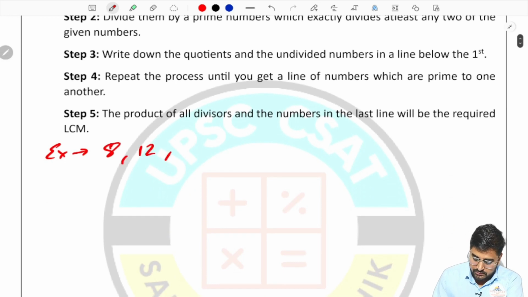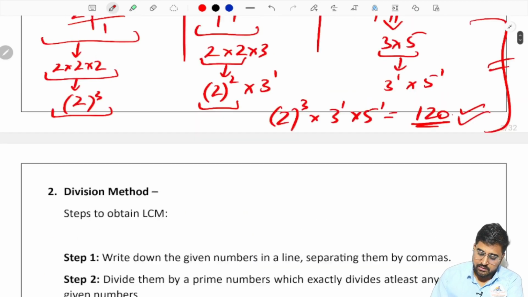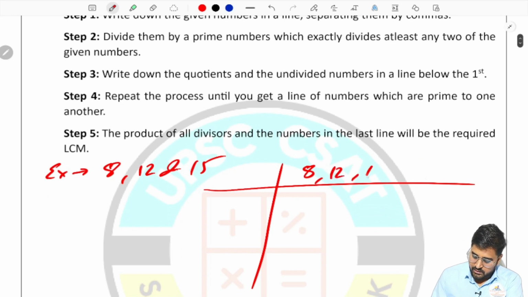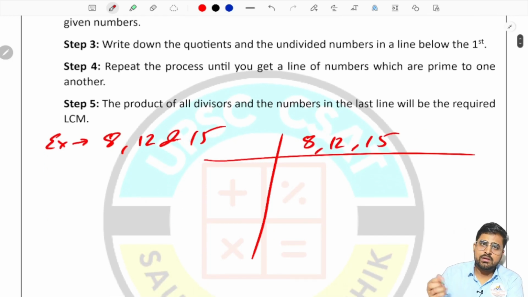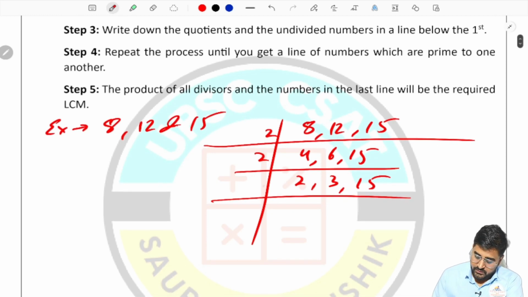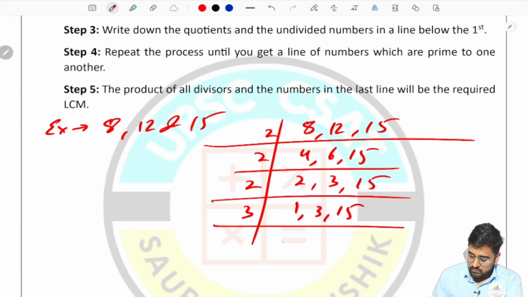In the division method, there's no need to make separate factorizations. Take a common 8, 12 and 15. Now go from the least one, 2: 4, 6, 15. Again take 2: 2, 3, 15. Now 2 is there, 3 is there, 15 is there: 3, 15. Now it becomes 5, and now it becomes 1, 1, 1.